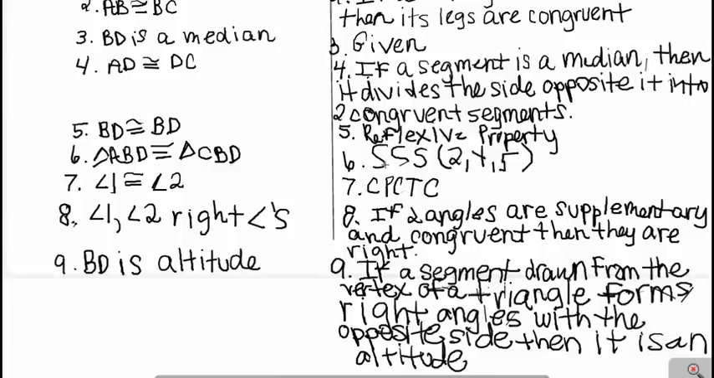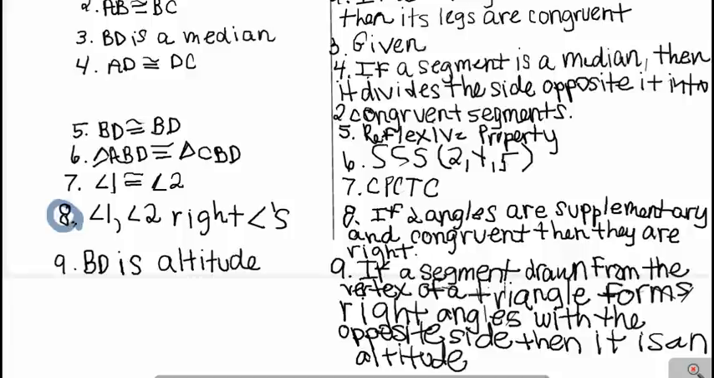The reason for this would be: if a segment drawn from the vertex of a triangle forms right angles with the opposite side, then it is an altitude. Okay, so hopefully the only new step that we've learned is step 8. Everything else should just be review for you. Step 8 is the only place where we had to prove right angles. So anytime you're trying to prove that something's an altitude or perpendicular or anything that has to do with forming right angles, that's when you would use this new theorem.